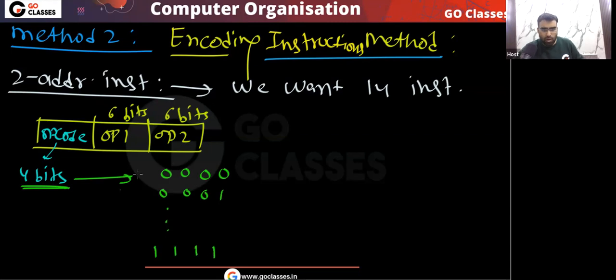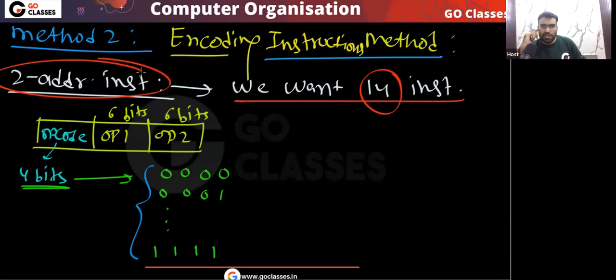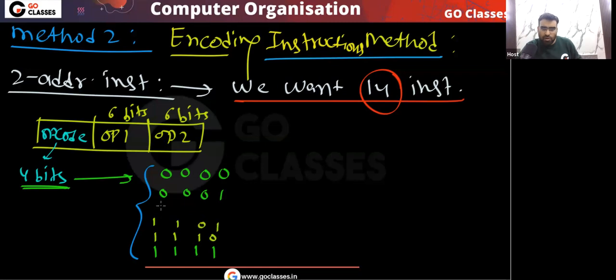Then 1 1 1 1. 16 combinations are possible. And how many 2 address instructions do I want? I want 14 instructions. For 2 address instruction, the opcode size is 4 bits, and using 4 bits these many combinations are possible. We want a total of 14 instructions. Then tell me which combinations I will use. 1 1 1 0, 1 1 0 1 and so on, right?